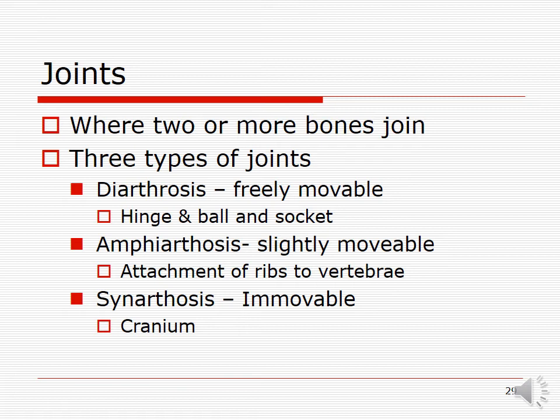The amphiarthrosis joints are slightly movable, and when we think about those, you can think about where the ribs join the vertebra, there actually is some movement there, as well as the symphysis pubis. That is also an amphiarthrosis joint. The synarthrosis joints are the immovable joints, and these are the joints that we see in the cranium. So before, when we talked about the skull and those sutures or joints where those bones came together, that's what we're talking about. They are immovable joints.